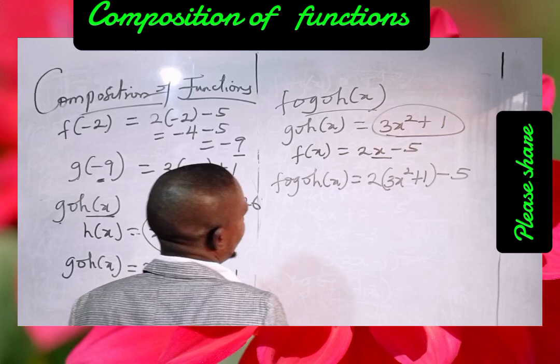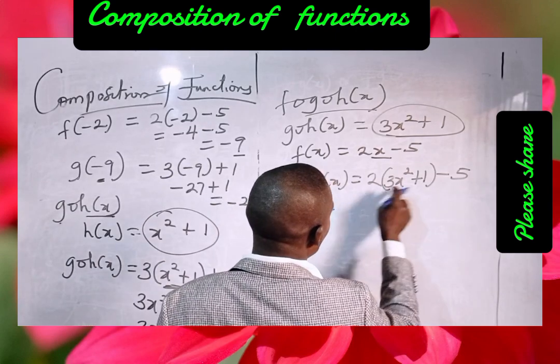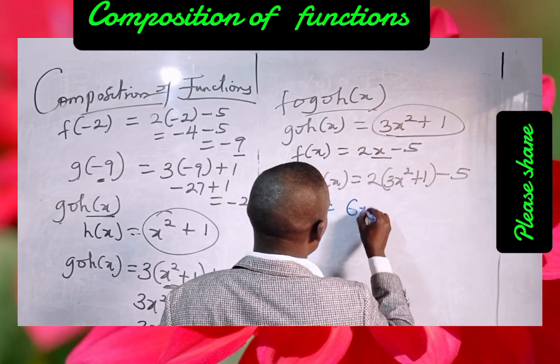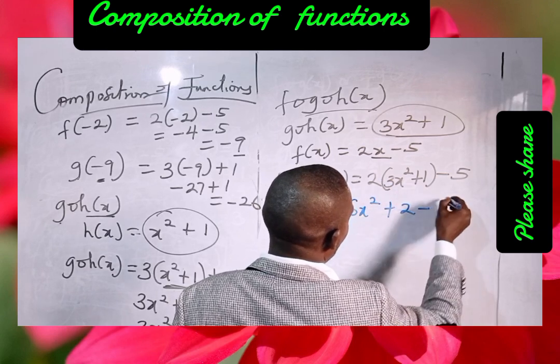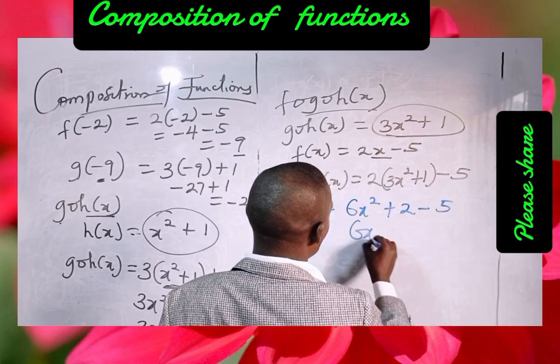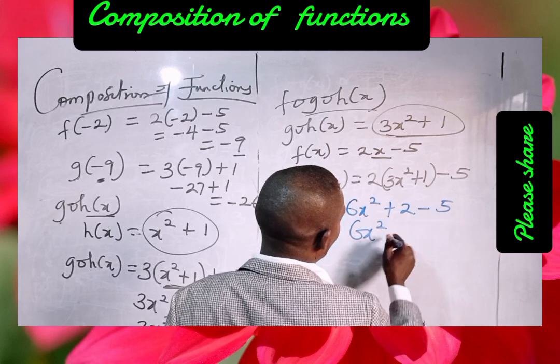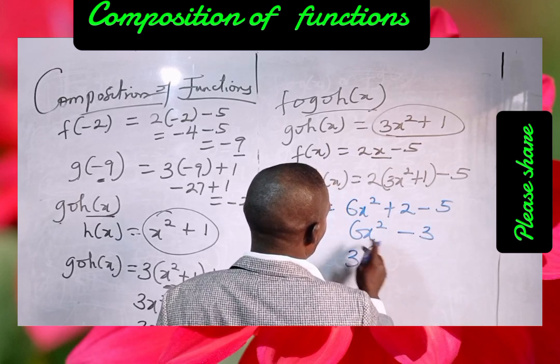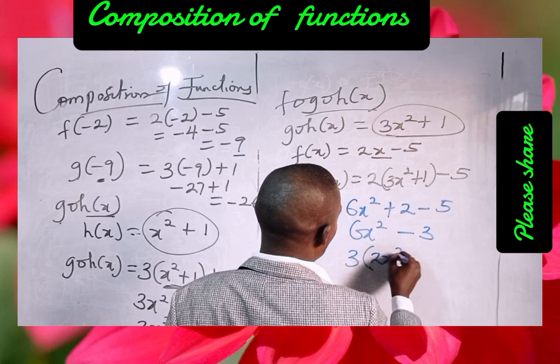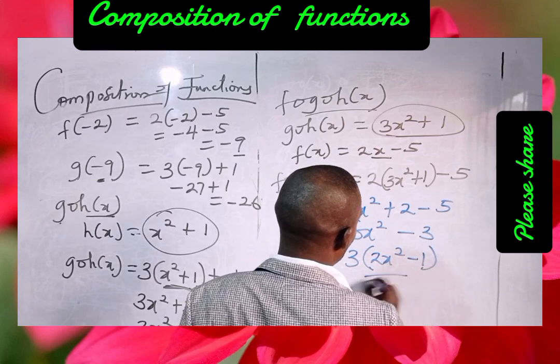Very good. Do the simple maths. We have 2 times 3x squared is 6x squared, plus 2 times 4 is 8, minus 5. This is 6x squared plus 3. If you like, you can factorize as 3 times 2x squared plus 1. Very simple.